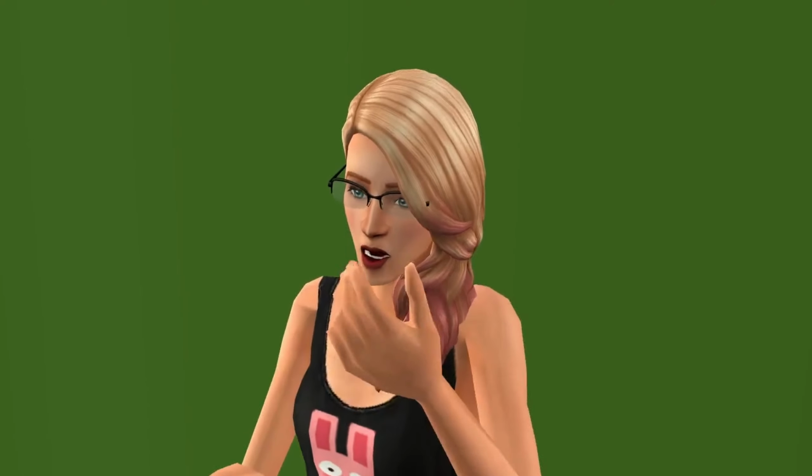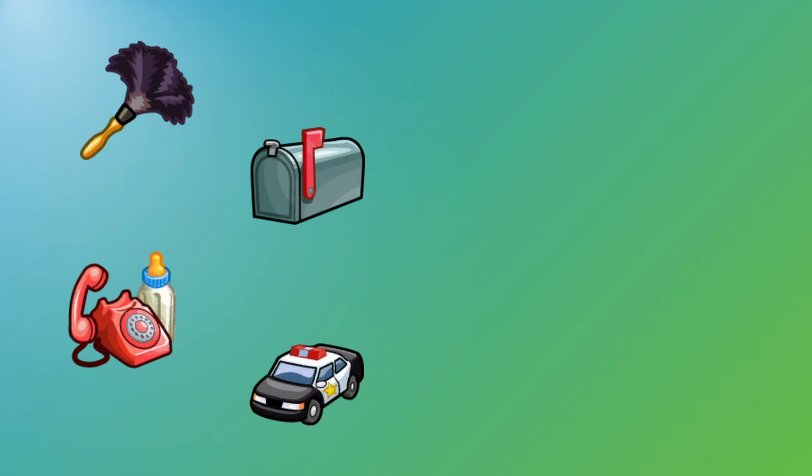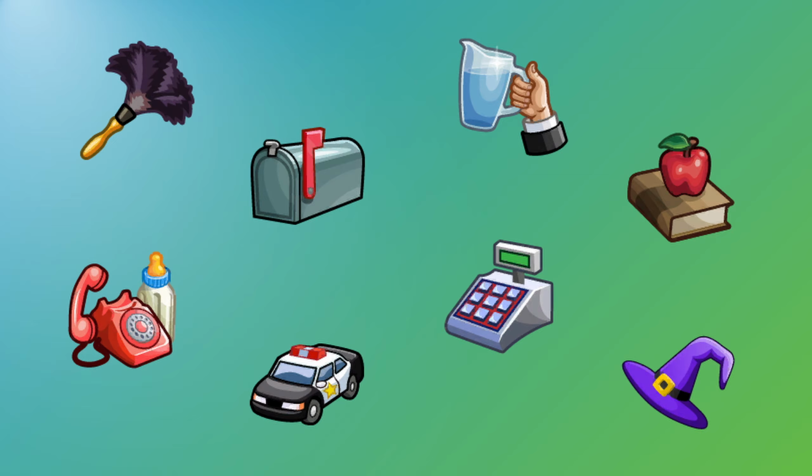Some examples of custom NPCs that you can make with this method include those you can hire on the phone, such as maids and nannies, NPCs that provide services to your residents, like mail carriers and police officers, NPCs that provide services on community lots, such as waitstaff and cashiers, as well as other NPCs that your Sims might bump into walking around the neighborhood, or as part of everyday functions, like professors and high witches.